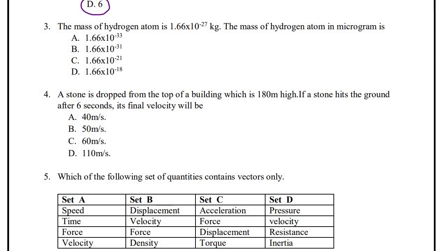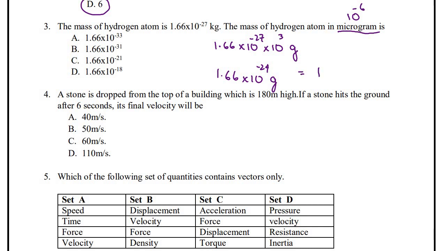The mass of the hydrogen is 1.66 times 10 raised to the power minus 27. We have to convert this into microgram. So first of all, we remove this prefix kilo and substitute it with the value 10 raised to the power 3, because in any measurement we cannot use two prefixes at the same time. So this expression will become 1.66 times 10 raised to the power minus 24 gram, and we know that the prefix for micro is 10 raised to the power minus 6.